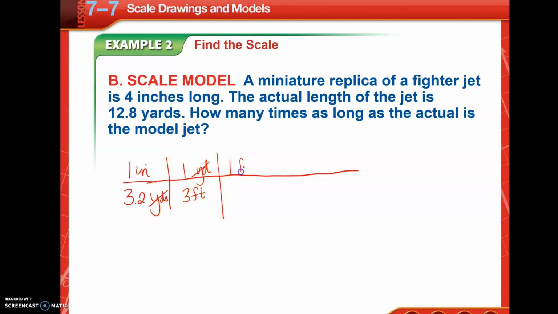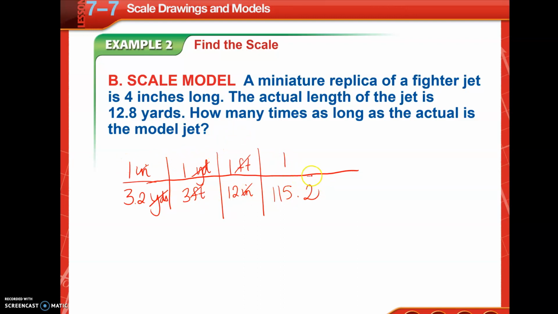I would have to put feet up here, and I know that 1 foot is equal to 12 inches. So that cancels out the feet and actually cancels out the 12, which is exactly what I want. Because that tells me that from a 1-to-1 perspective, 1 part of the model is equal to 115. So I multiply 3.2 times 3 times 12, and I get 115.2, and I multiplied up here, but 1 times 1 times 1 is 1.